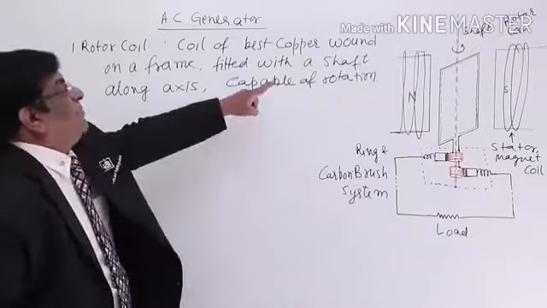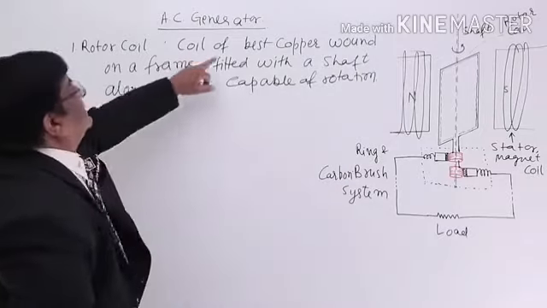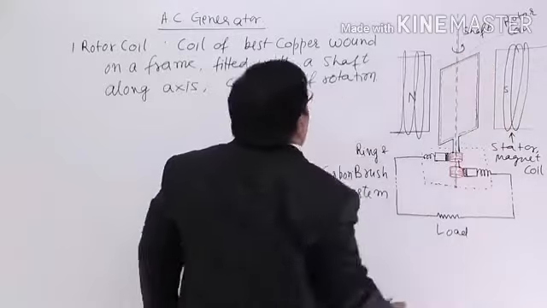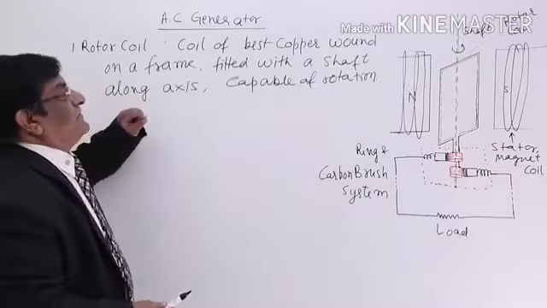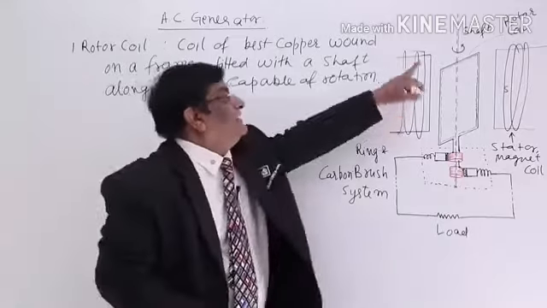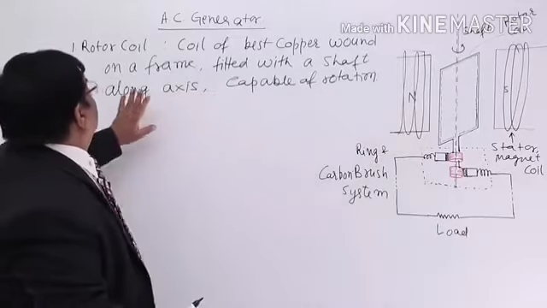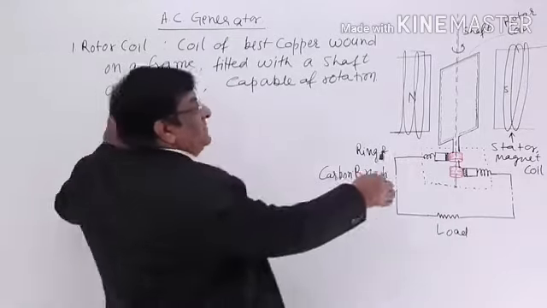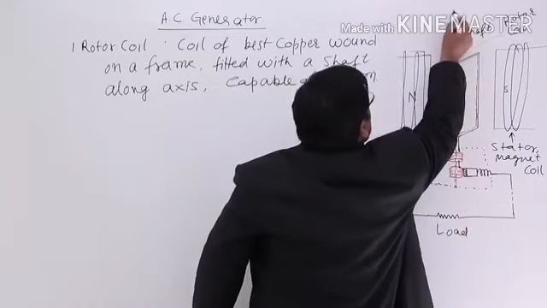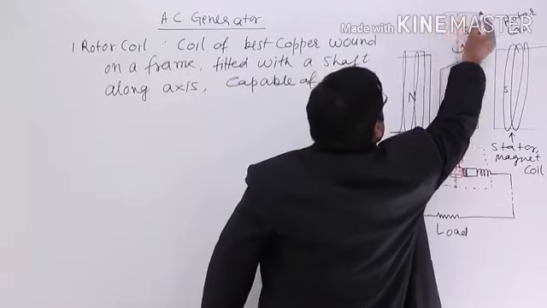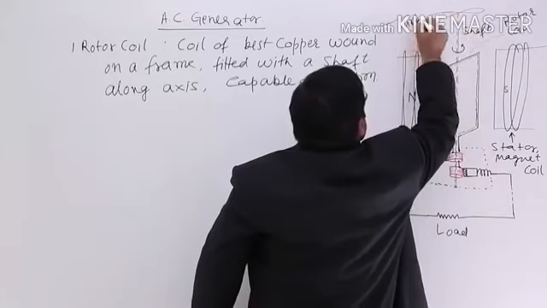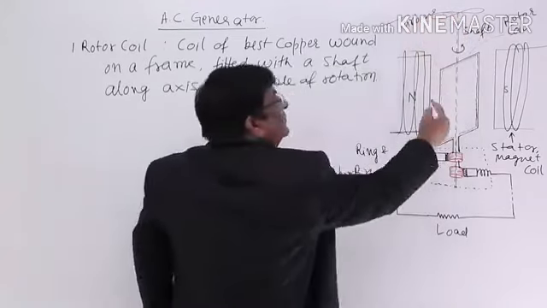This coil is capable of rotation. There is a winding across it with the best copper, which has got the minimum resistance, and this winding is done on a frame, and this coil is fitted with a shaft. When we rotate this shaft from here with the help of a turbine, then this will also move.